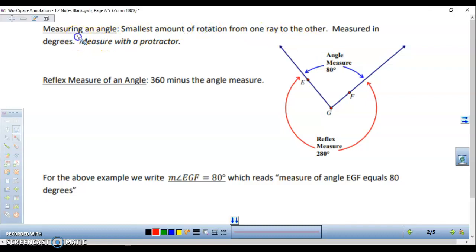And the way we measure an angle is by using a protractor. All right? And I will show you guys in the next slide how to use a protractor.